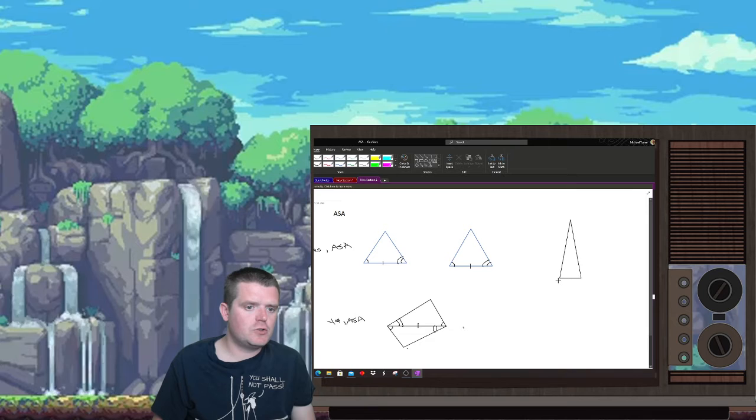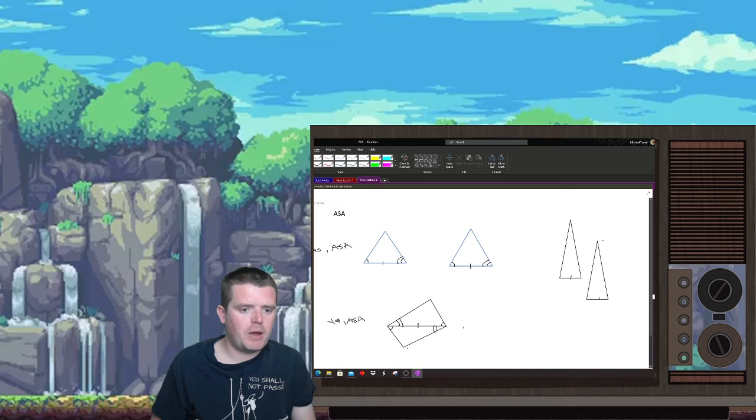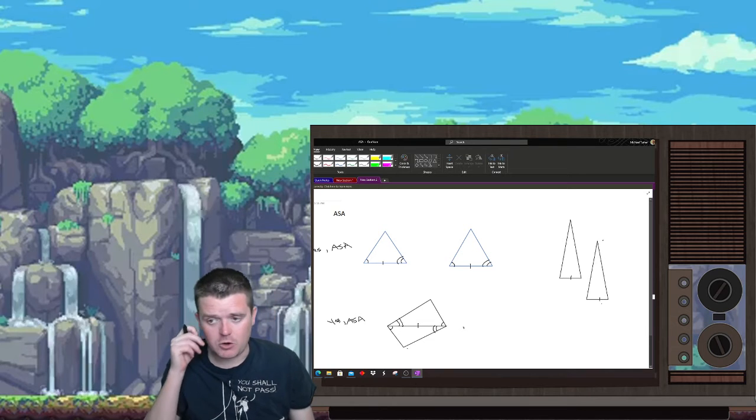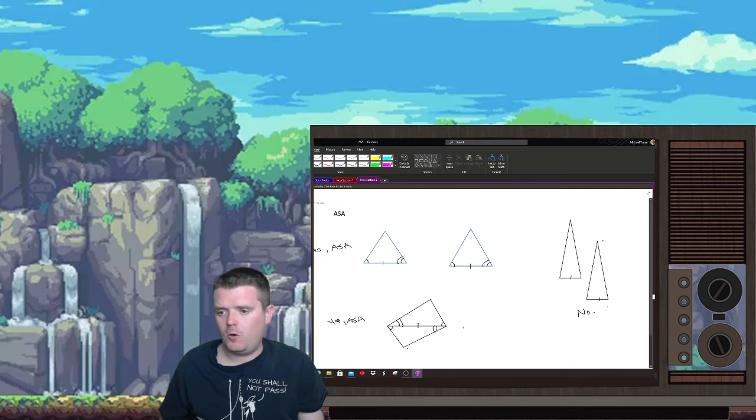For instance, if we had two triangles like so, here's one triangle here, here's one triangle here, and they don't have to be oriented the same way, but they can be. But if I had, let's say, only a pair of sides that are shown to be congruent, that's not enough information, so your answer would be no. So yes or no, and why.